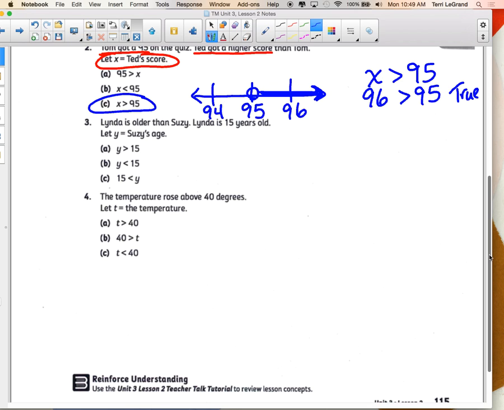Linda is older than Susie. Linda is 15 years old. So again, we know Linda's age. She's 15. We know that she is older than Susie. Oh, so you know what? Susie seems to be the age we don't know. If Linda is older than Susie, Susie is younger. That is worth taking the time to write off to the side here, because it's Susie's age that we have to represent in our inequality.